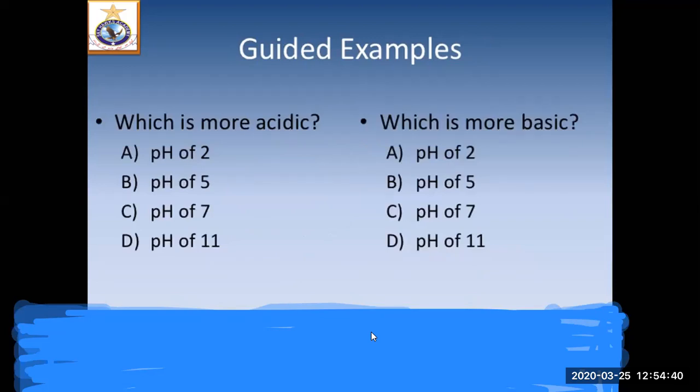Next is, which is more acidic: pH of 2 or pH of 5? Which is more basic: pH of 7 or pH of 11? What is your guess? Which is more acidic? pH of 2. And 11 is basic. And which is more basic over here on the right hand side? 11.